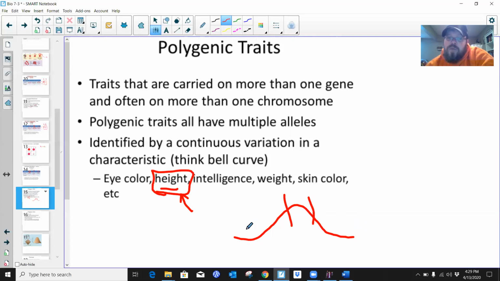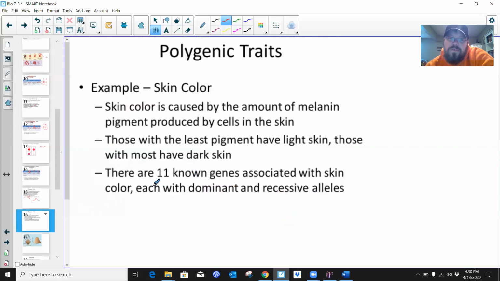Just vice versa. How often do you see somebody that's maybe 4'5" or shorter within the human population, or 4 feet or shorter? It's very rare. So these two extremes. And why is that? It's because this characteristic of height actually stems from information carried by more than one gene and on multiple chromosomes. Eye color shows this, things like intelligence, weight, skin color, etc. will all express this.